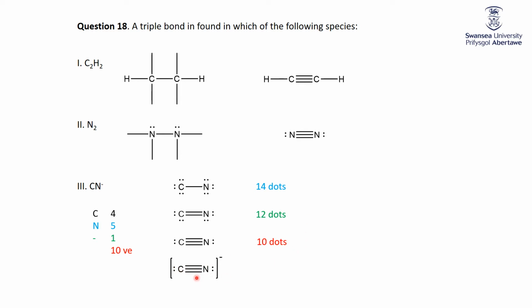This, of course, is one that if you're trying to do it with dot and cross, you might have some little issues with. I'm not quite sure, quite frankly, how you would do that with dot and cross, which could be why it's not included in the A-level spec. Anyway, which one has a triple bond? All of them.